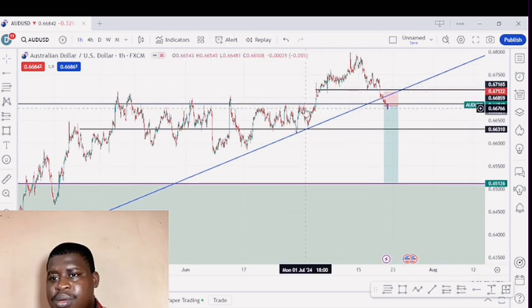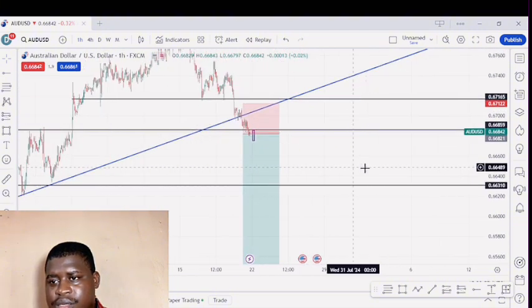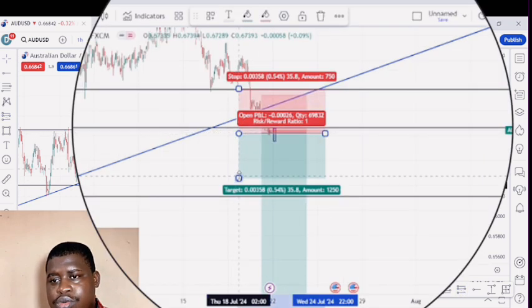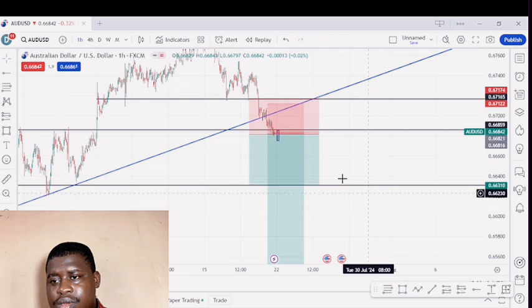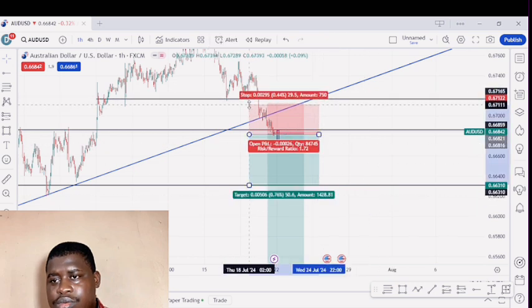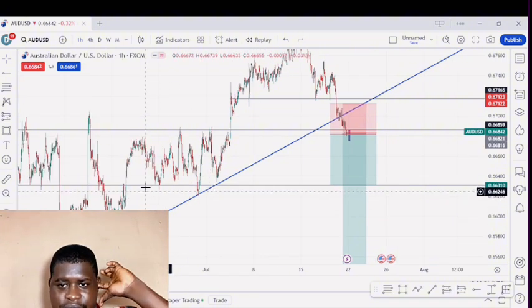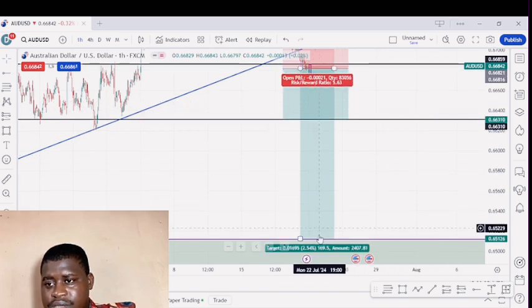My chart looks too busy, guys. So I need to do all this just to explain how you can take advantage of this trade. So my first TP will be here, at this level, and I will leave the remaining position to come down here.